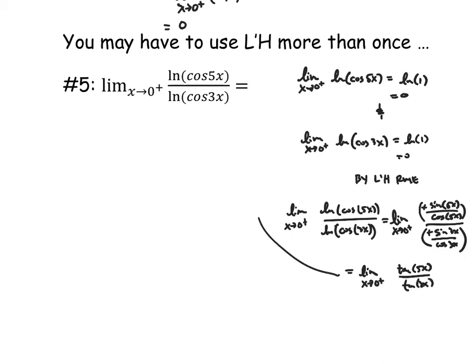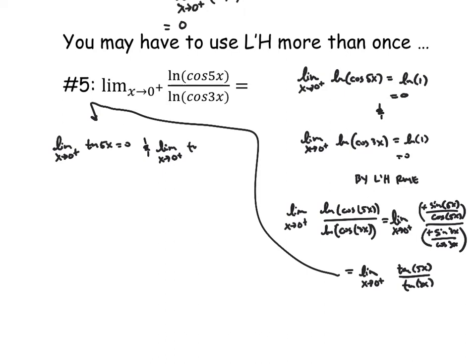Okay, now I'm kind of working right to left here, so I hope you're okay with that. But the limit as x approaches 0 from the right of the tangent of 5x equals 0. And the limit as x approaches 0 from the right of tangent of 3x also equals 0. Okay, so we have a problem. We did L'Hopital's rule, we simplified, we evaluated, and we still got 0 over 0. Potentially, it will end up working out. You might have to do it 2 or 3 times, but we're going to use L'Hopital's rule again.